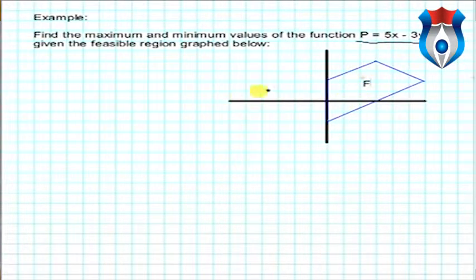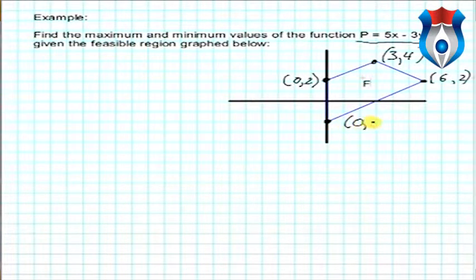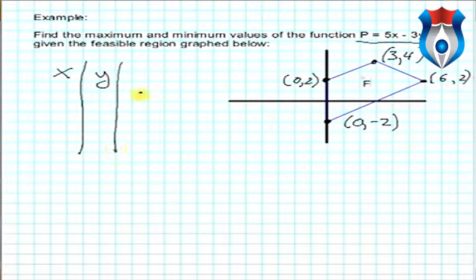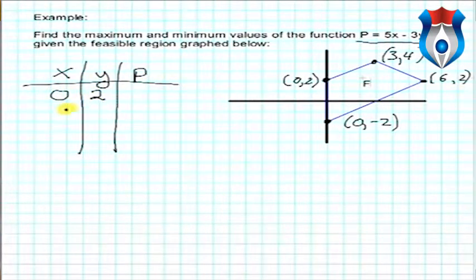So remember, our optimum values will be at the vertices. So this vertex, the coordinates are 0, 2. This vertex, the coordinates are 3, 4. At this vertex, our coordinates are 6, 2. And at this vertex, our coordinates are 0, -2. The easiest way is to form a table where we input our x, our y values, and we then compute our objective function for each of those. So if we fill in our table, we have 0, 2, 3, 4 going around the diagram, 6, 2, and 0, -2.